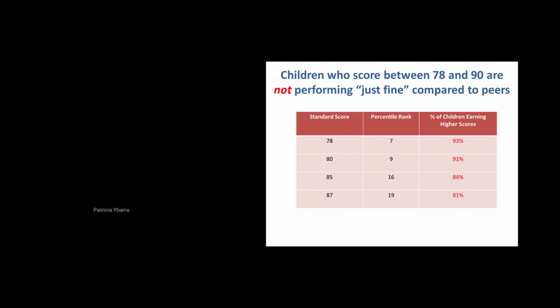So when we look at children who score between 78 and 90, they are still being outperformed by many of their same-age peers. If you look at a child who scores an 87 and is in the 19th percentile, that translates to 81% of their peers earning higher scores. And so it's important to look at why and to think about how to improve the child's level of functioning, again, regardless of the diagnostic decision or whether they're going to be on your caseload.